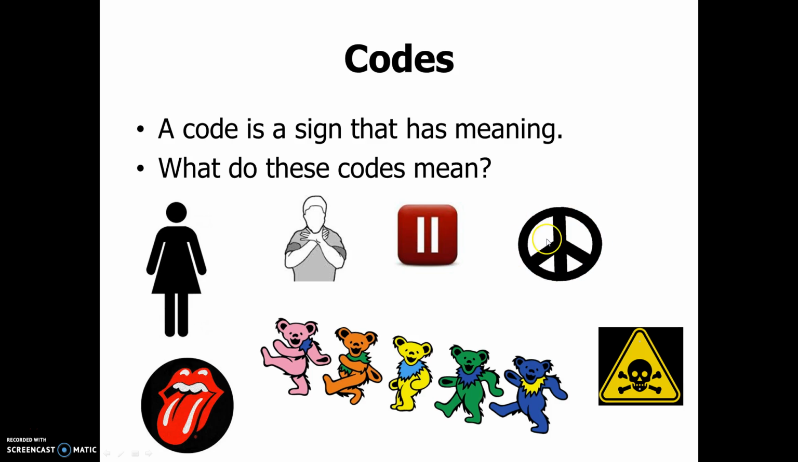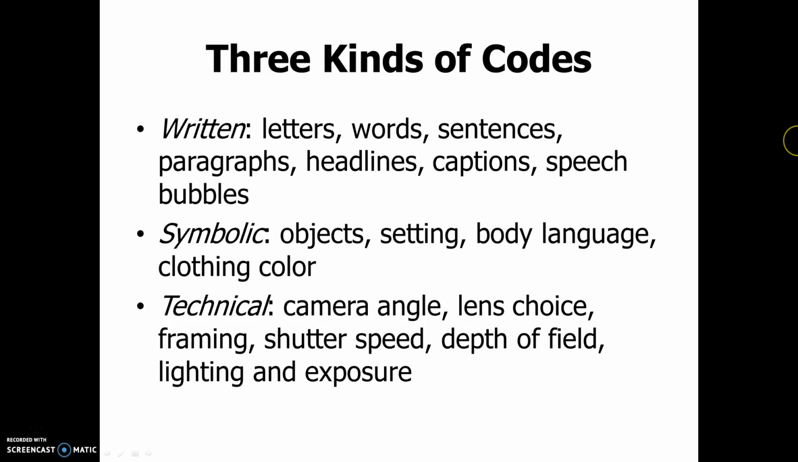A peace sign is also quite familiar. This stands for poison, and we often see this on labels of poisonous substances, so we know that we need to remove such items from children and pets. If you're a fan of the Grateful Dead, you would recognize these dancing bears. And likewise, if you're a fan of the Rolling Stones, which is a great band, by the way, you would recognize this as one of their symbols. So these are all examples of codes. They are all signs that have specific meanings.